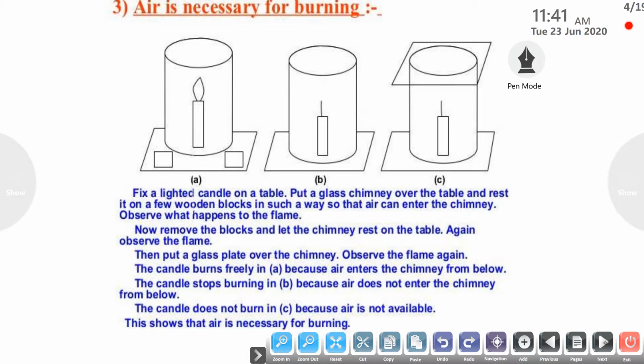Firstly, we'll fix a lighted candle on a table and put a glass chimney over the candle, as you can see in diagram A, and rest it on a few wooden blocks in such a way that air can enter the chimney. Observe what happens to the flame. Now remove the wooden blocks and let the chimney rest on the table. Again observe the flame. Then put a glass plate over the glass chimney and over the flame. Observe the flame again. In the first diagram, you can see that the candle burns freely because the air enters the chimney from below. In the second diagram, the candle stops burning because air does not enter the chimney from below. And in the third, diagram C, the candle does not burn because air is not available either from above or from below. So this shows that air is the basic necessity for burning of any combustible substance.